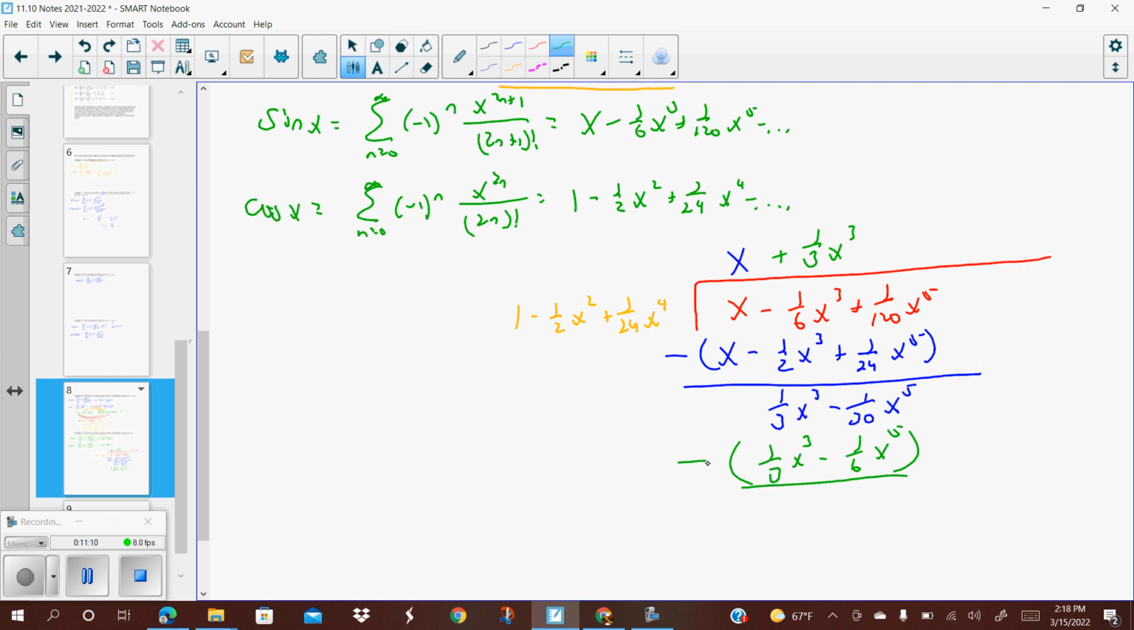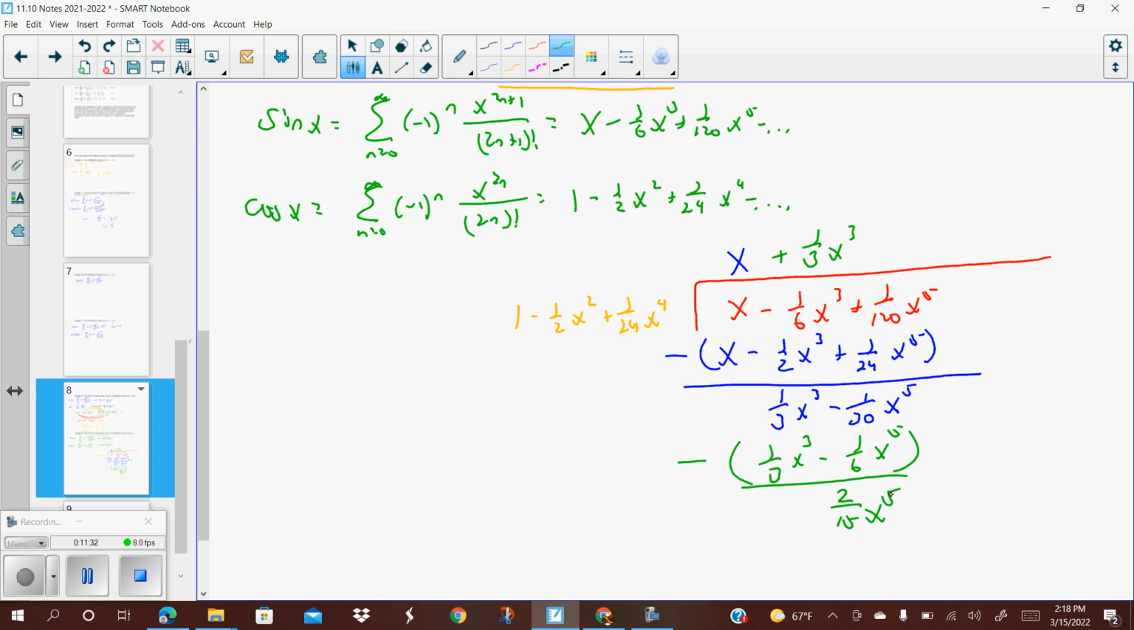So now we get, let's see, negative 1 over 30 plus 1/6. In terms of 30, is plus 5/30. So negative 1 plus 5 is 4. So that should be 4 over 30. 4 over 30 reduces to 2 over 15. So it should be 2 over 15 x to the 5th. Again, you'd bring down more terms, but we don't need it.